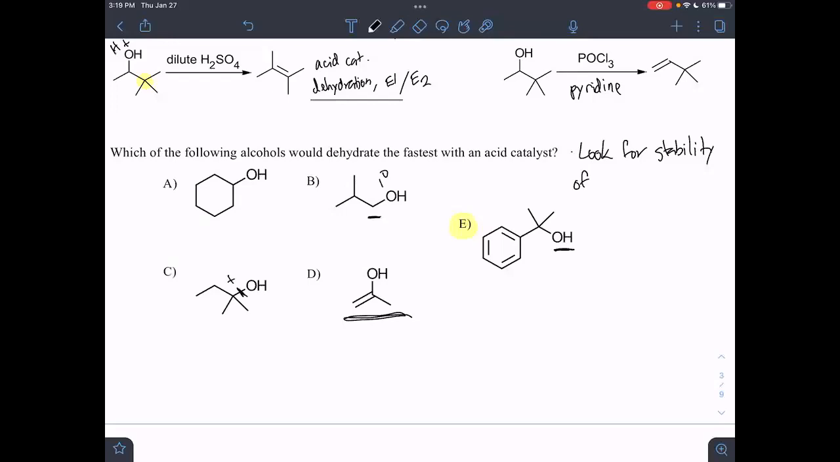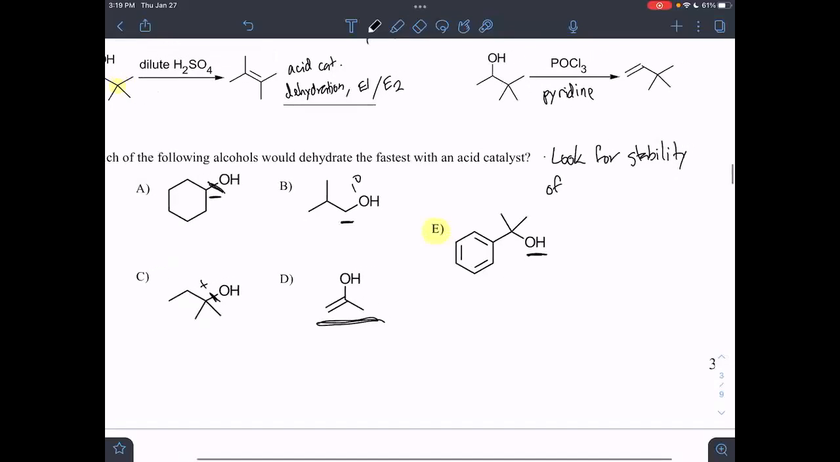And then on A, it's just secondary. It's not that amazing. It's better than B and worse than C. So E is the best because it has active resonance.